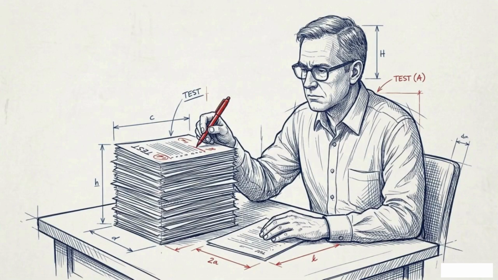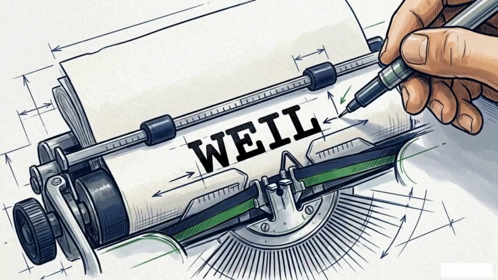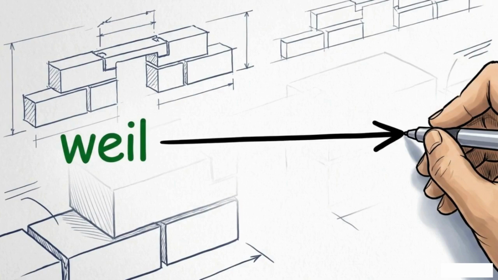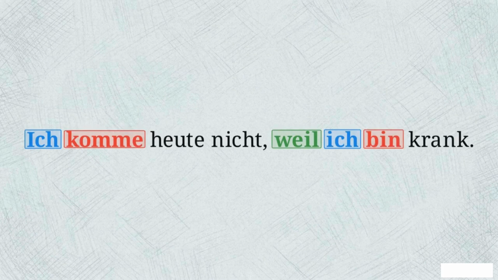However, if you rely exclusively on it, you limit your ability to show the examiner a wider range of German grammar. That brings us to weil. It also means because, and serves as a more sophisticated alternative for stating a reason. But using weil triggers a strict grammatical chain reaction. Students often insert weil but leave standard word order exactly as it was. This is incorrect.